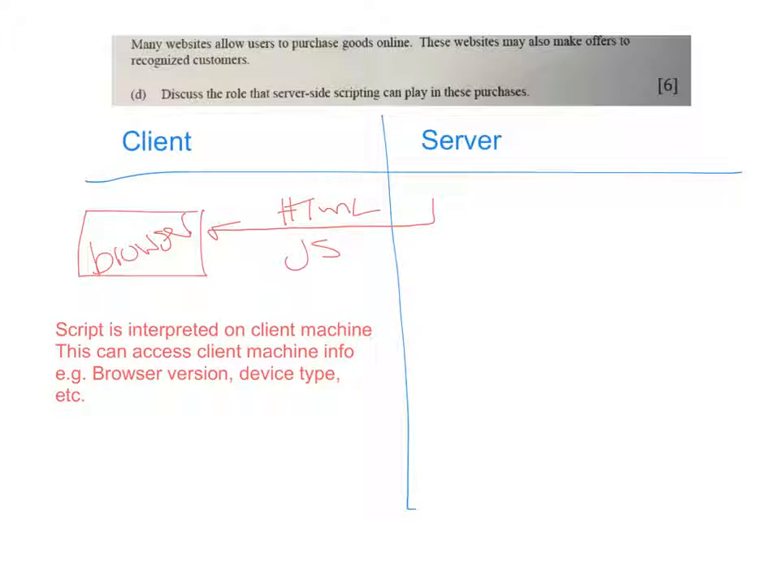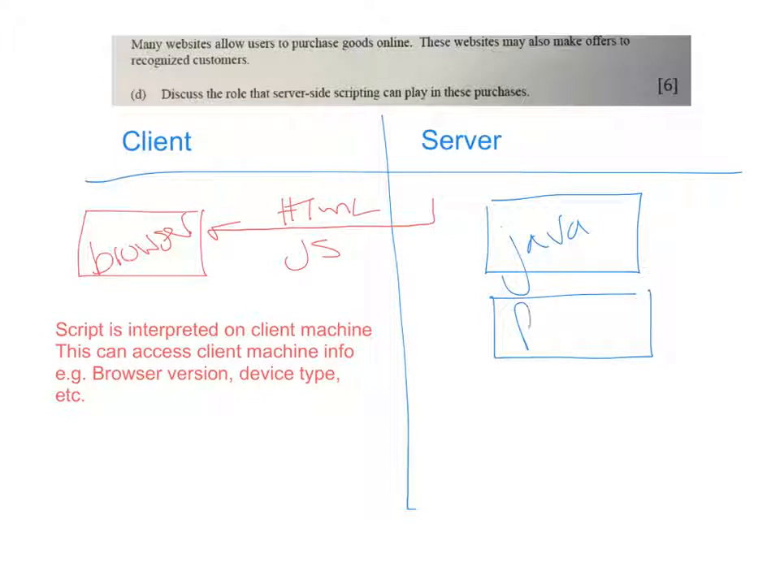Okay, so in comparison, the server, usually the code is run on the server itself. So if there's a Java file or an ASP file or a PHP file, these are examples of scripts that are run on the server, and the results from that are turned into HTML, which can then be passed to the client.